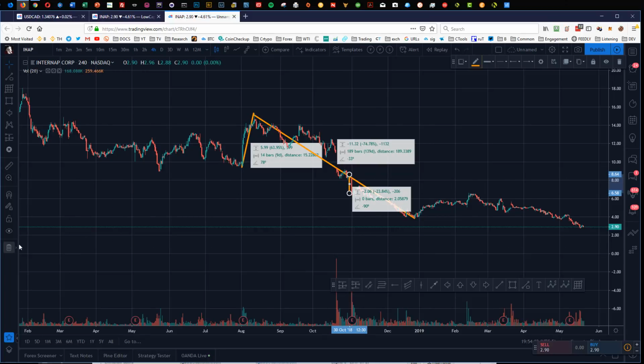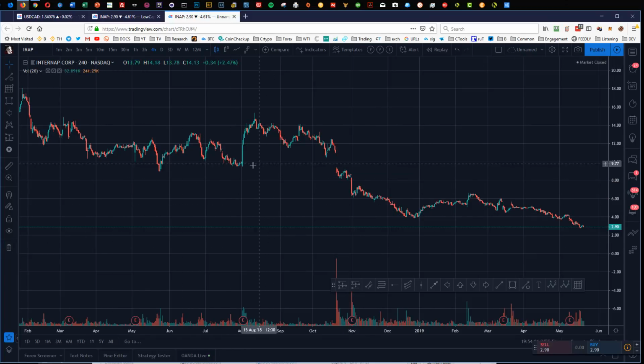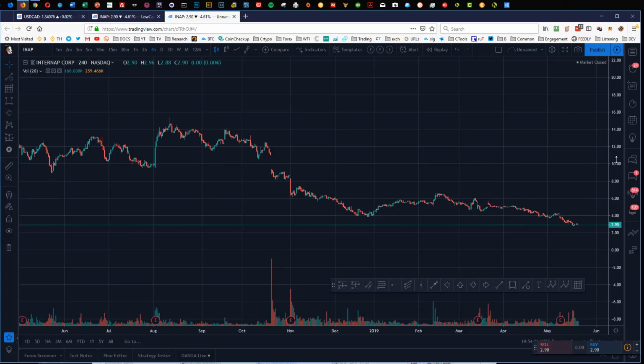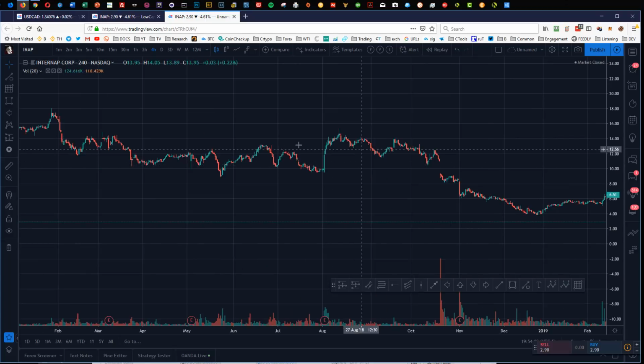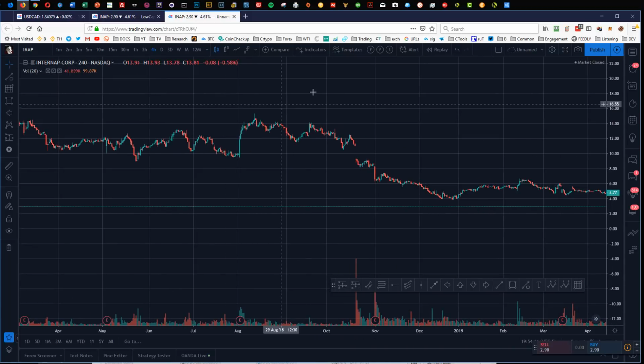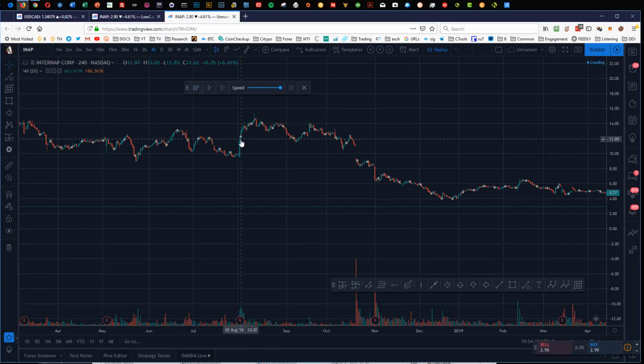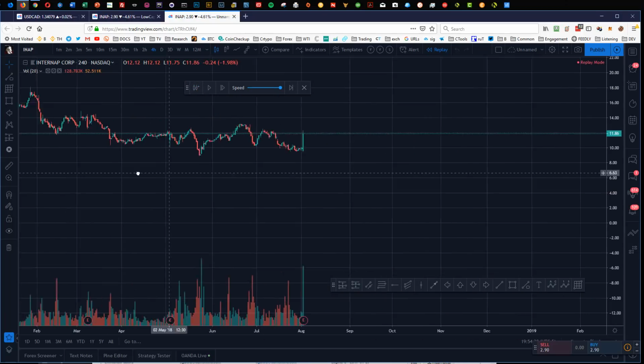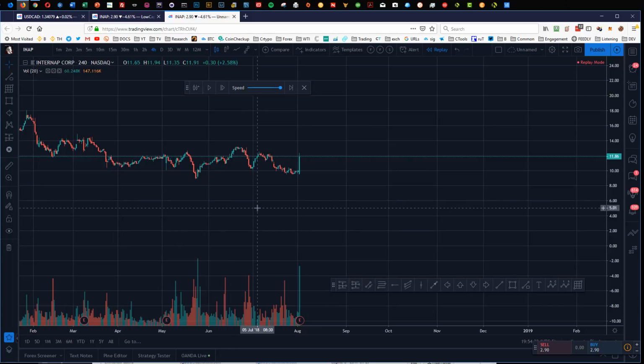So let's remove that. Let's talk about this first impulse move. So first impulse move, obviously if we go back in time and you see this unfolding, the better way to do this is to use the replay. So let's use the replay and go back in time. You see this unfolding. This is your first sign that there's some type of impulse happening in the market.